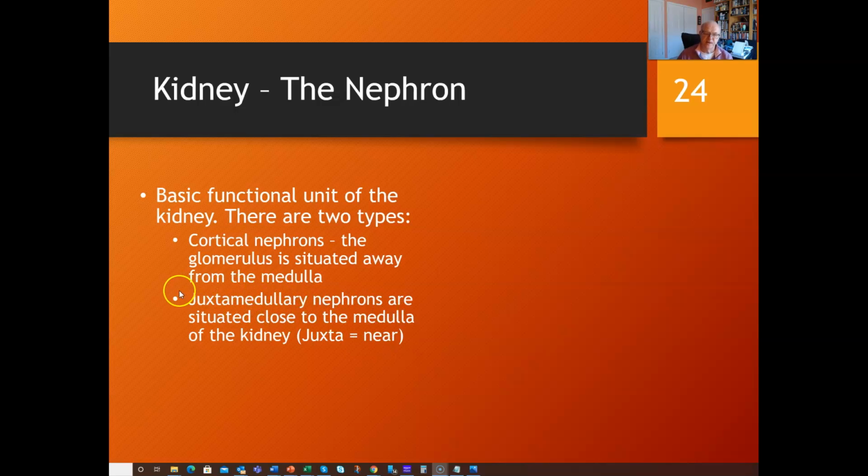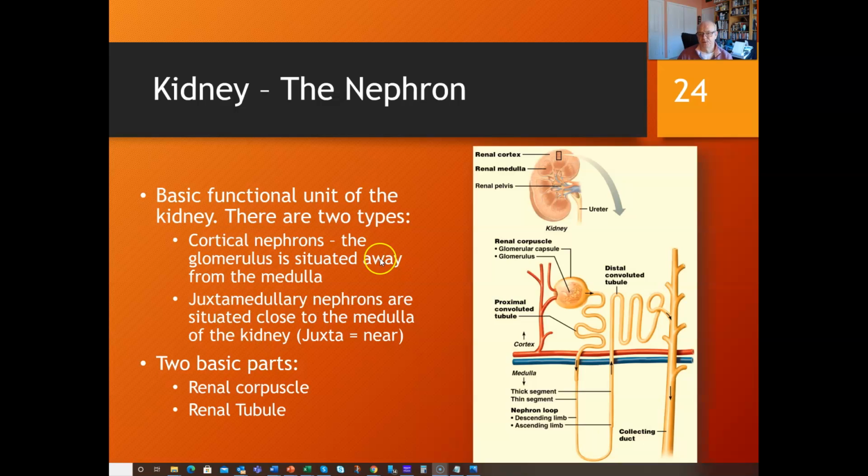And in fact, the juxtamedullary nephrons, their loop of Henle goes much further down. And there are two parts, the corpuscle and the tubule. So let's have a look at them. This is a standard one. You can see that they are actually inside the pyramids, and they look like this.